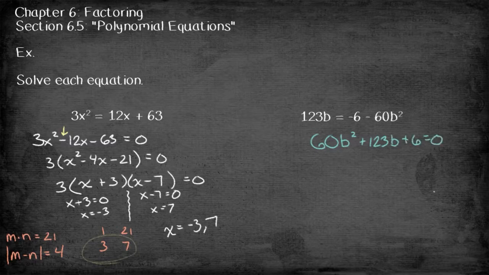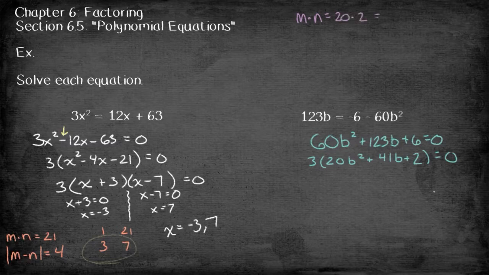Do I have any common factors? There's a 3 I can factor out. Helps me somewhat, but I still have my coefficient of my squared term not equal to 1. So I'm going to use that AC business again. So I want m times n to equal 20 times 2, which is 40. And all the signs are positive, so they need to add up to 41.